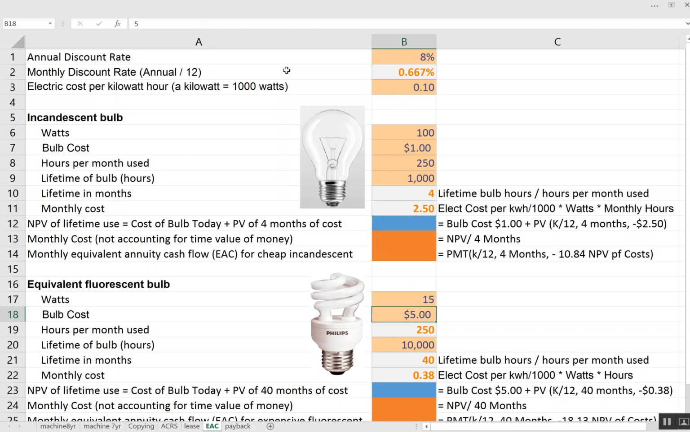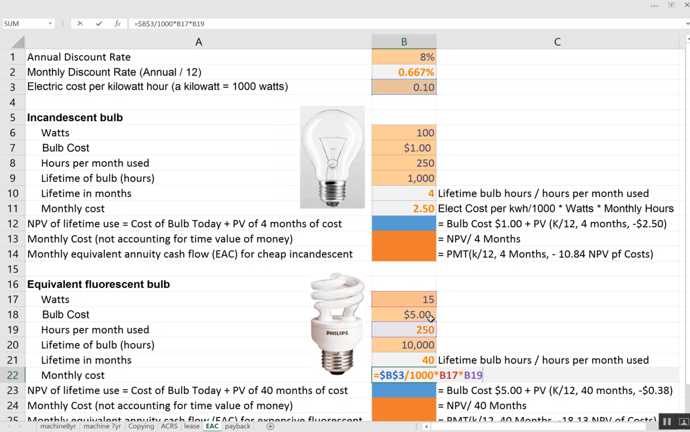Now, if I buy the fluorescent light bulb, that light bulb's about $5, but it's only 15 watts. Now, the reason why I'm comparing a 100-watt incandescent bulb with a 15-watt fluorescent bulb is they have about the same amount of lumens, the amount of light. So I'll buy this 15-watt fluorescent bulb. It gives me the same light. It costs me $5, not $1. However, this bulb is also going to last 10,000 hours, and it's only 15 watts. So it's going to last 40 months.